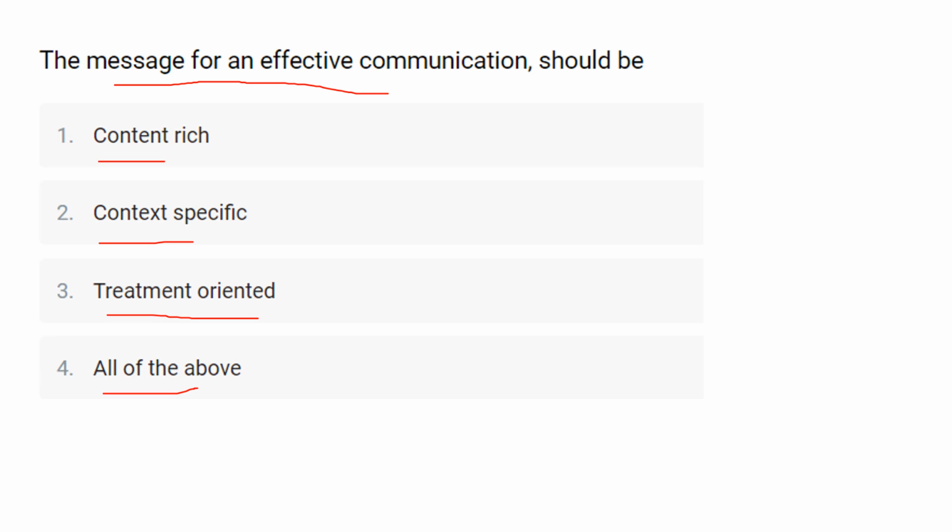treatment oriented. Okay. So when we are talking about content rich, the effective message includes a clear purpose. Okay, why we are sending the message, that should be clear. Then is context specific. Written or verbal communication will only be effective when the message is complete. The business message that tells only part of a story is apt to leave a confused recipient and fail to engage them as intended. So the message should be complete.